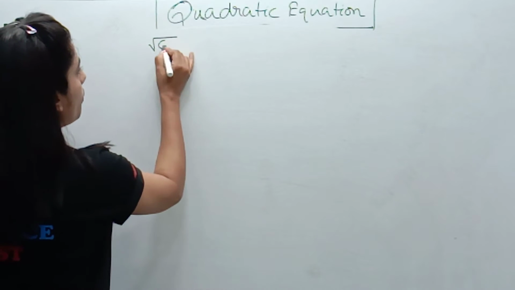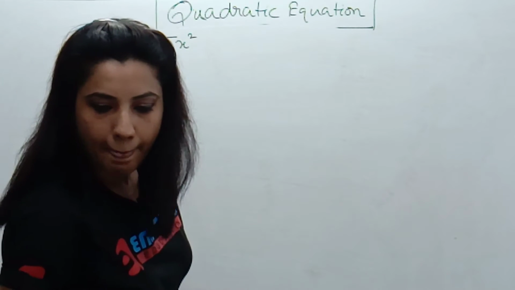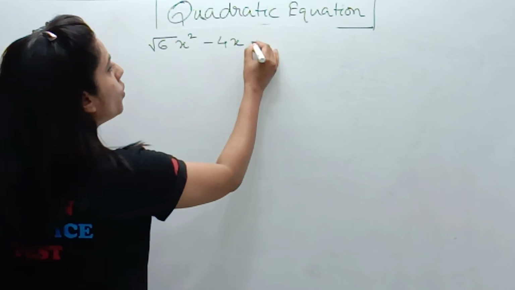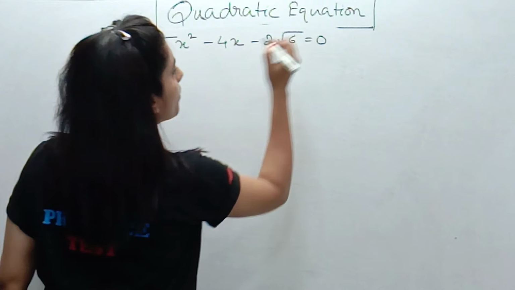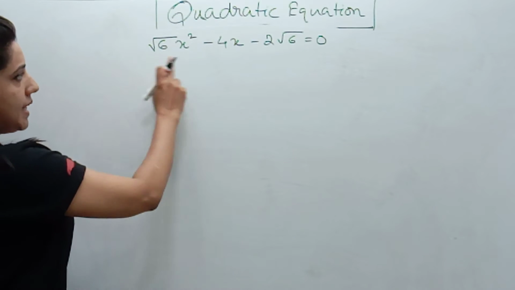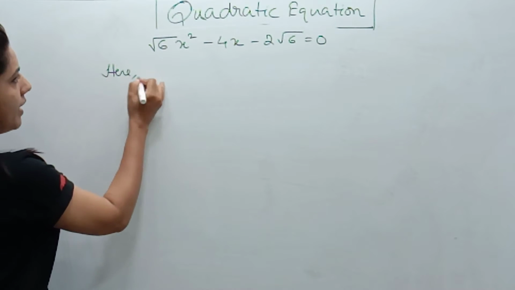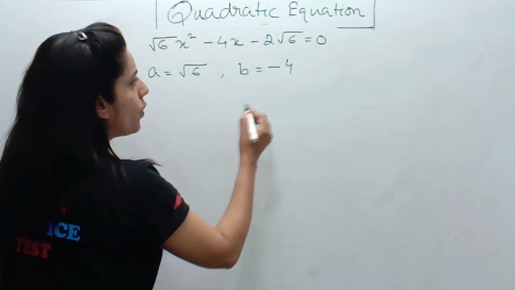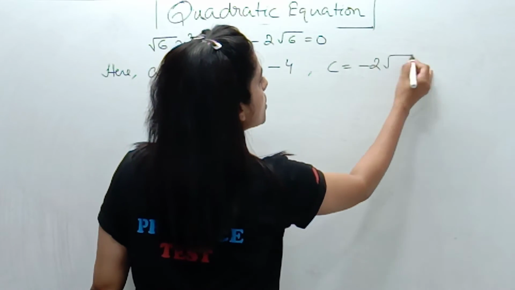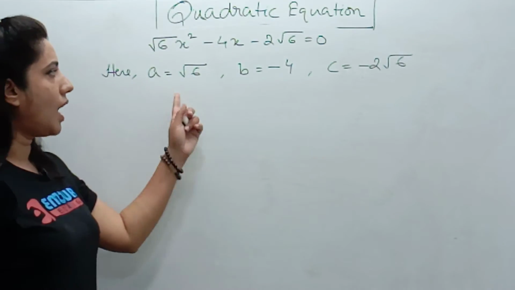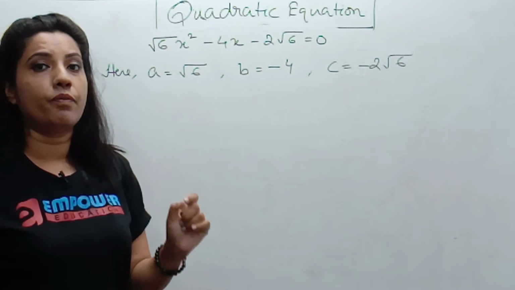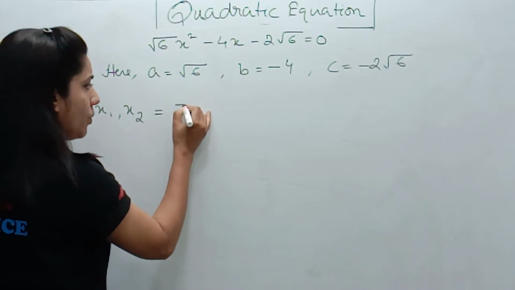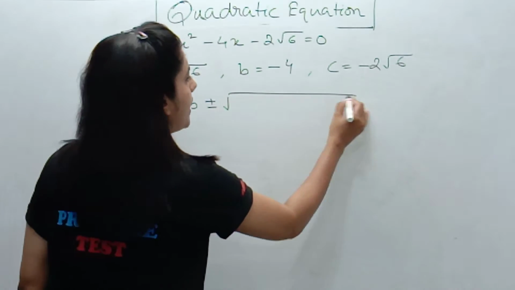The question is root 6 x square minus 4x minus 2 root 6 equal to 0. So by seeing this equation we can understand our a is equal to root 6, b is equal to minus 4 and c is equal to minus 2 root 6. We got our a, b, c, which is the first step for doing the formula method. Now write down the formula. Every time you need to write the formula because this contains marks.